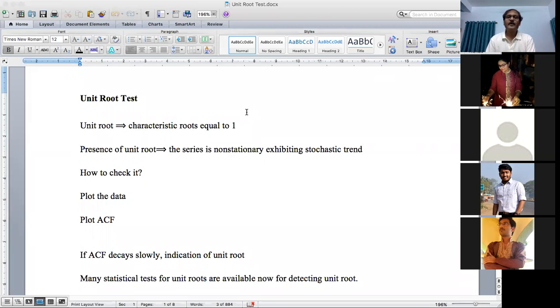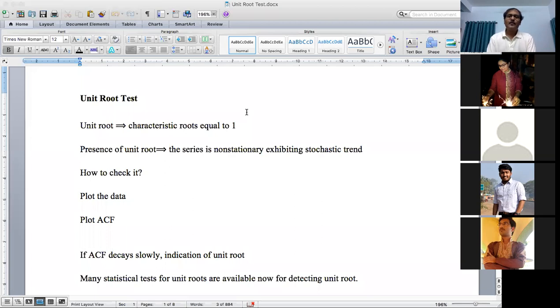On the other hand, for AR2, you have a quadratic characteristic equation. So for a quadratic equation, you have two roots. Now, if the value of both the roots is equal to 1, then the series will contain 2 unit roots. If one of the roots is equal to 1 and the other is less than 1, in that case, the series will contain 1 unit root. If both the roots are less than 1, in that case, the series will contain no unit root. So the number of unit roots present in a series depends on the order of autoregression.